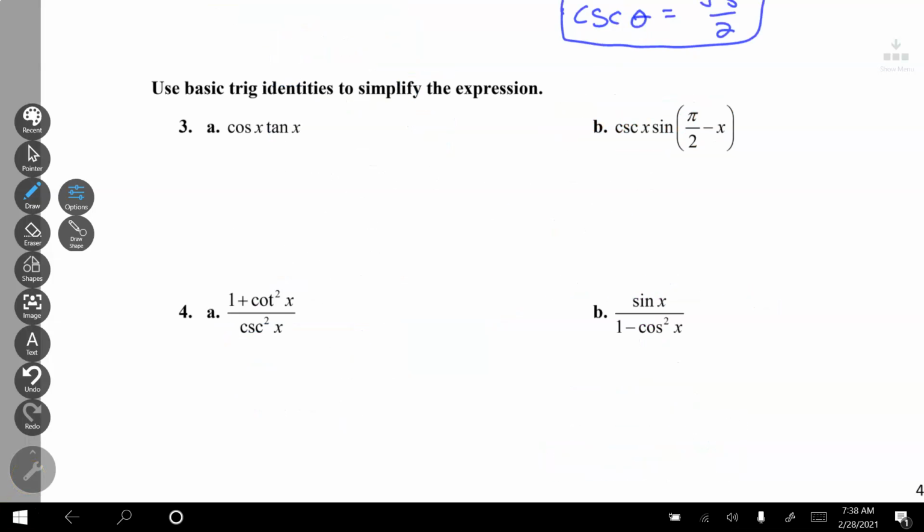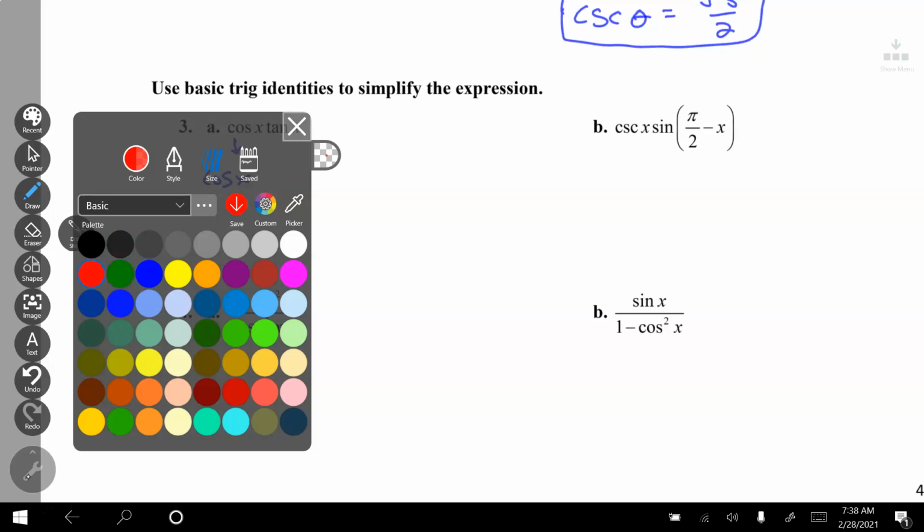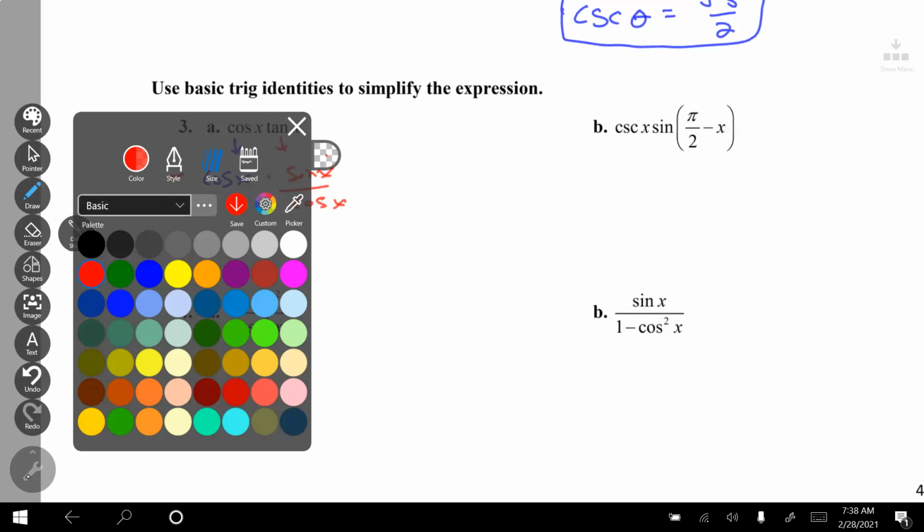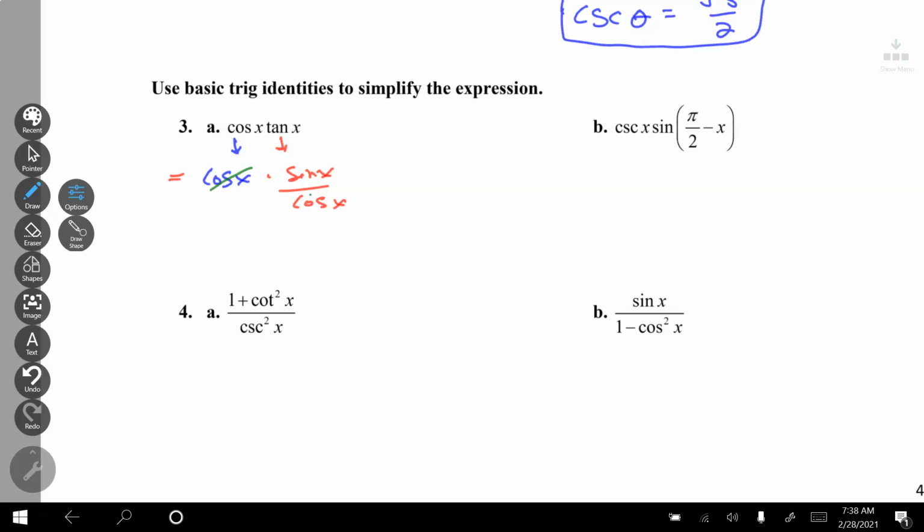Now I'm going to use my basic trig identities to simplify. Well, I would never rewrite cosine. Cosine of x is just cosine of x. But I could rewrite tangent as sine of x over cosine of x. Now you notice that the cosines cancel, and I get a final result of sine of x. So cosine of x times tangent of x is just sine of x.